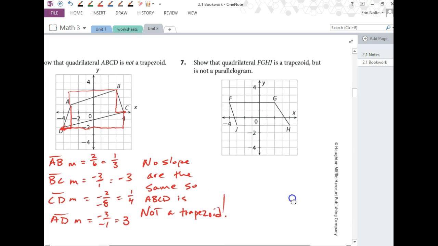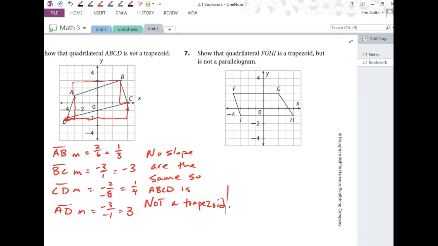Okay, what about number 7? Number 7 says, show that the figure is a trapezoid, but not a parallelogram. So, what are we looking for if it is a trapezoid? Right, so only one set is parallel, definitely not the other ones. Okay, so let's start with which ones look parallel to you.